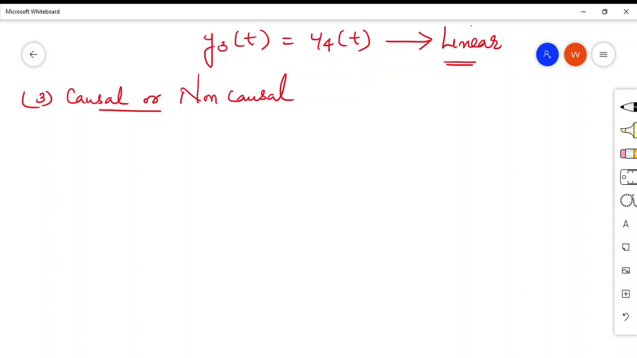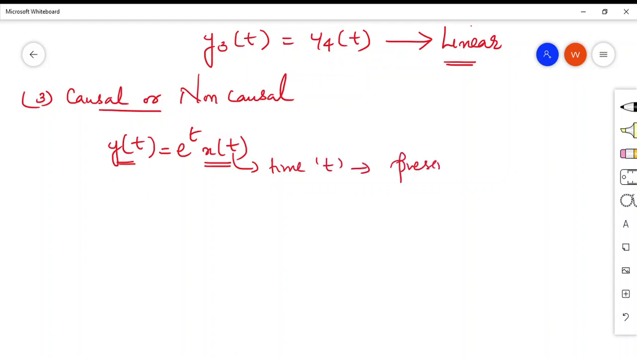So the output at any time t depends only on present or past values but does not depend on future values. So here your output is given as y of t is equal to e raised to t x of t. So this particular output is depending only on x of t, or time t, that is the present value. So this is causal. So hence it is a causal system.